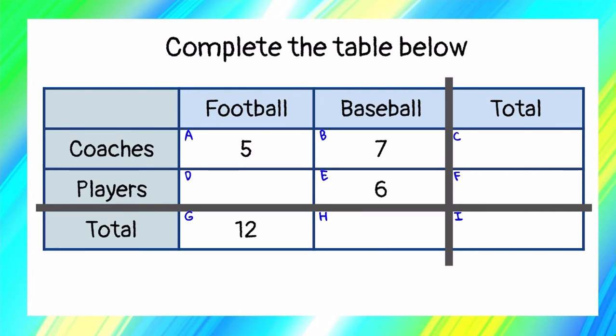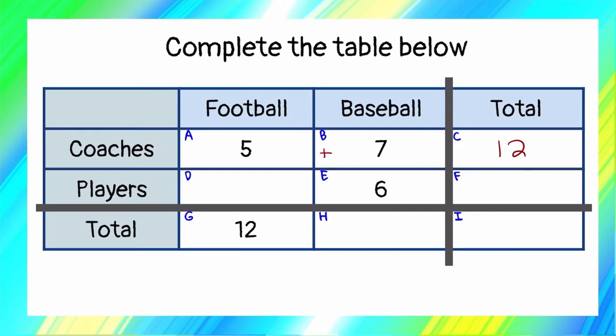If we wanted to figure out the total number of coaches, what do you think we should do with the numbers 5 and 7? To find a total, we're just going to add them. 5 plus 7 is 12. So there are 12 coaches in all.